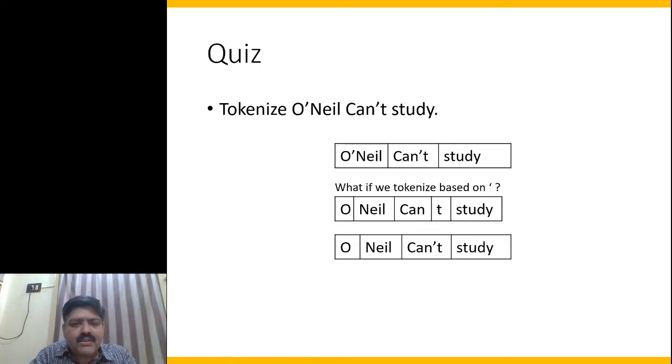So probably we need to add some more English knowledge to split it in a different way. Let's say in this case, O, Neil, can't, study. So I got can't as a single term in this case, but I really don't know whether O and Neil should be separate like this. Probably not, right? So there are many ways in which we can tokenize, and what is the best way to tokenize again requires some expert knowledge of the domain.